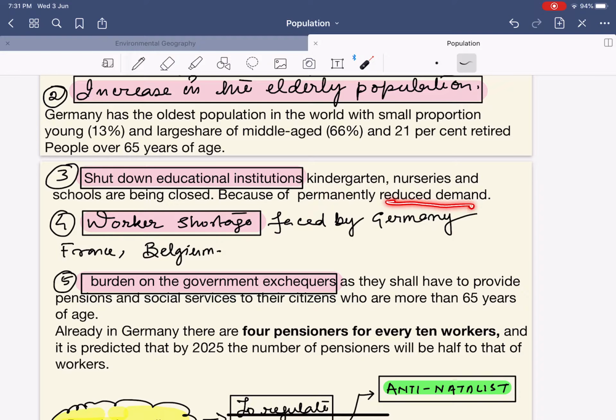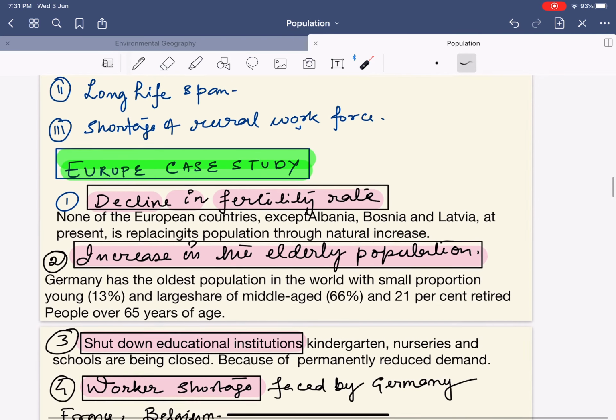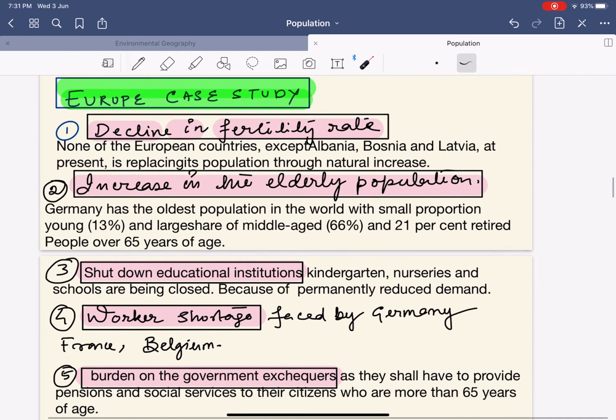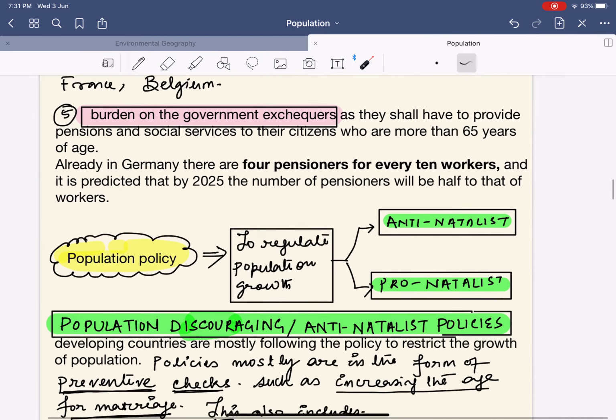Hence, demand has been reduced. And above all, we have the worker shortage, which is being faced by Germany, France, and Belgium. Now, this is the basic thing, the population problem across the world. Now, let us study the population policies.